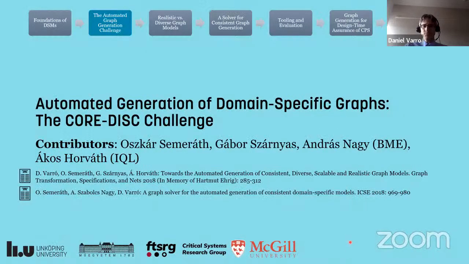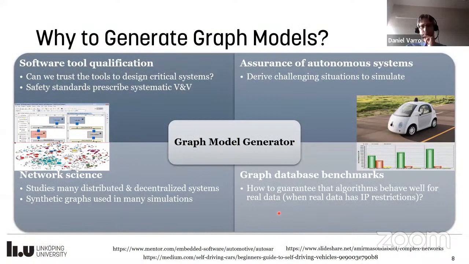Now, this talk is dominantly about generating domain-specific graph models, and why are we doing so? Why are we interested in that? I could give a couple of motivations for this, because we ended up in similar sorts of challenges from multiple different practical perspectives.